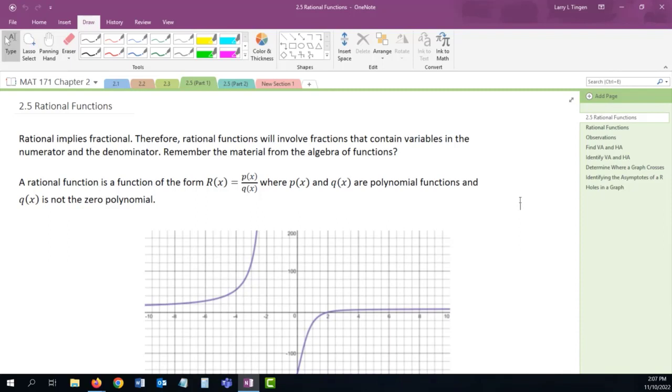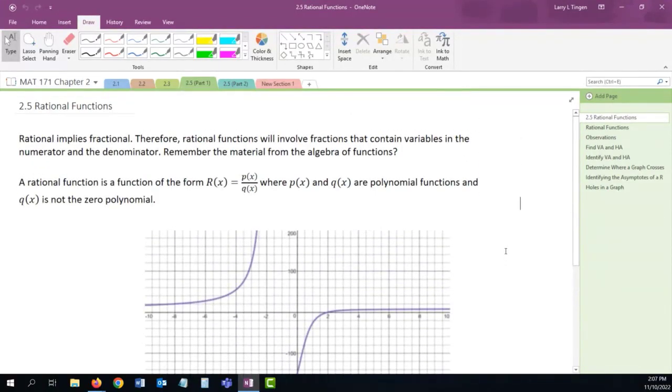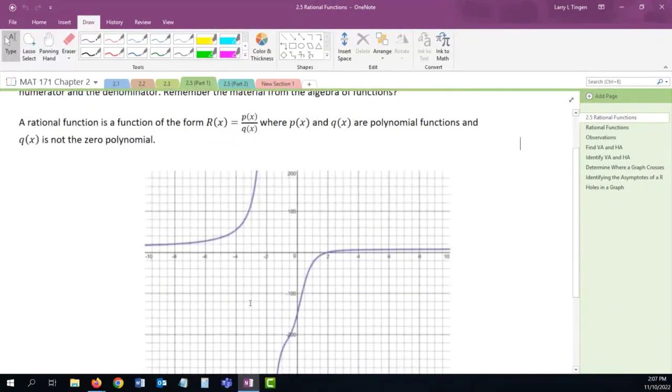We dealt with this in the algebra of functions chapter, where we were doing add, subtract, multiply, divide, and we had a special process we had to follow to find the correct domain. We had to make sure that the denominator was not zero. Rational functions do have some unexpected turns and twists. These even have holes in them.